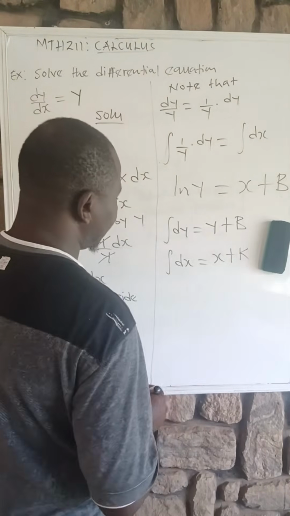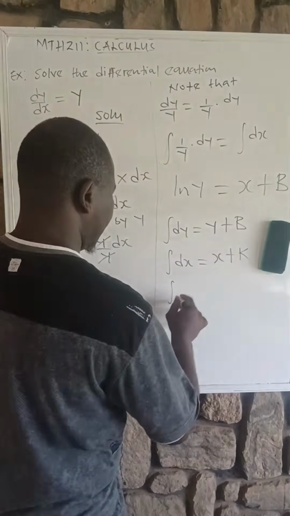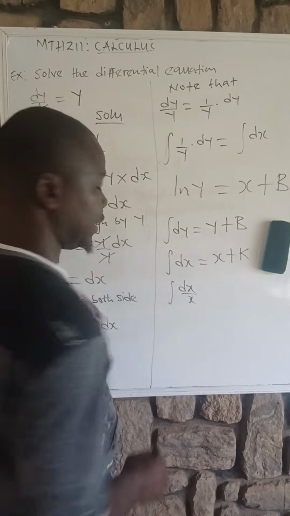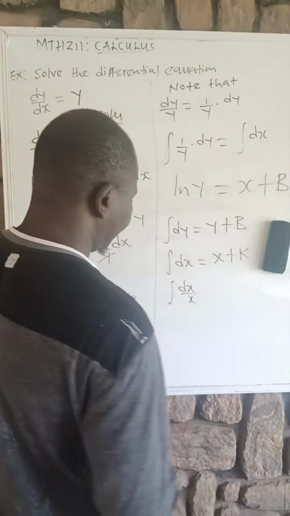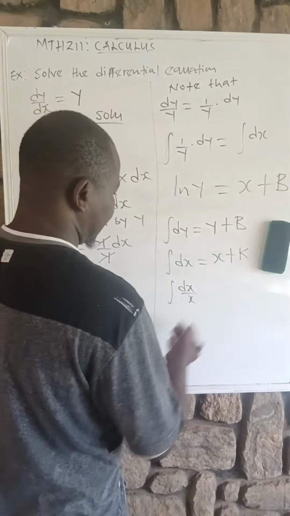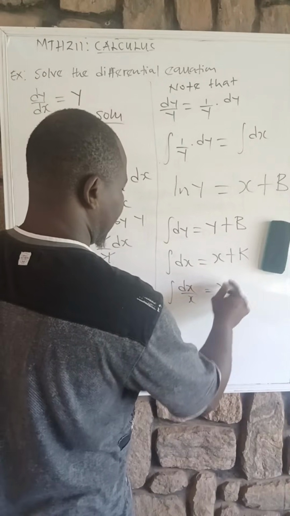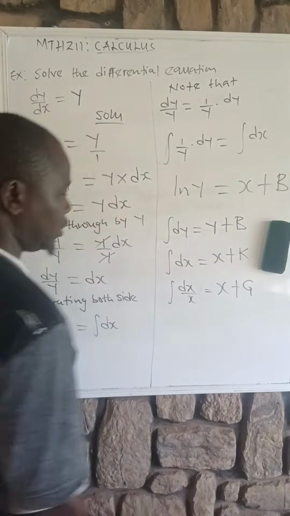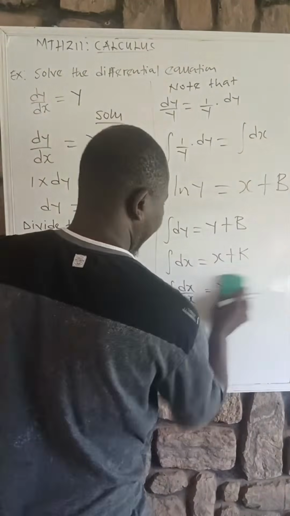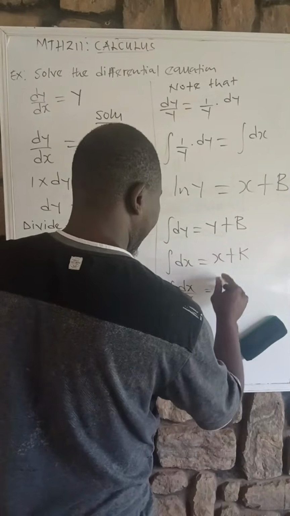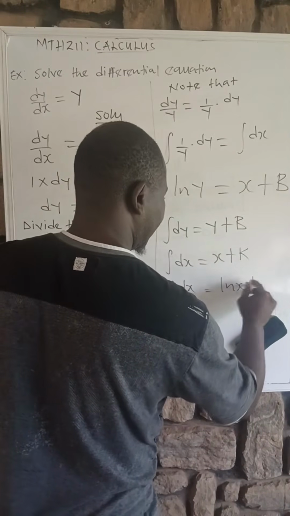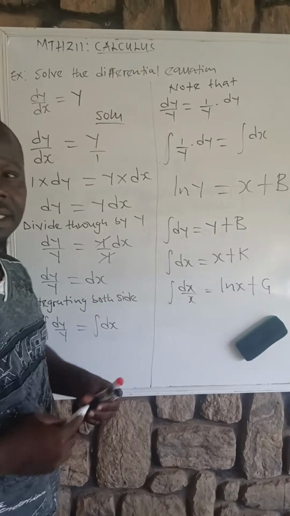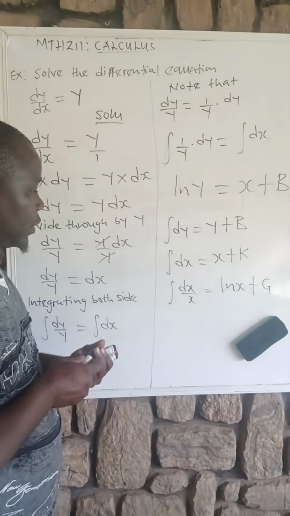Likewise, if you integrate dx all over x, it's just the same thing as what? 1 all over x. This will still give you ln x plus any constant. It could be g. Oh, sorry. ln x plus any constant. Is that clear?